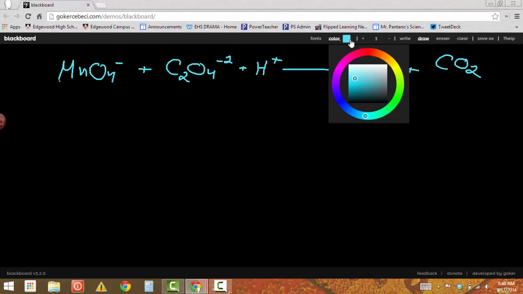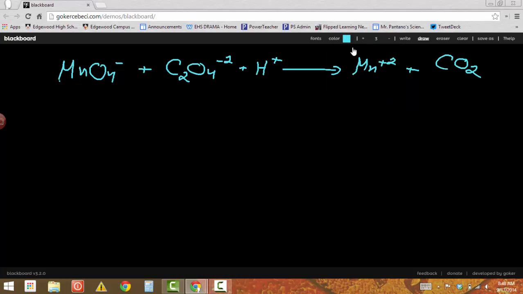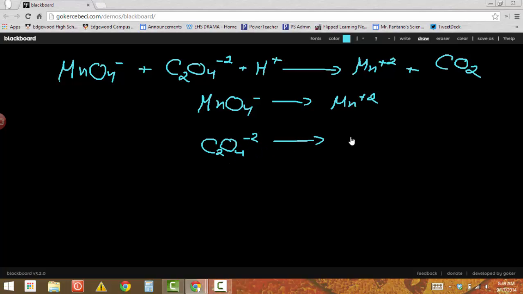Now, for the half reaction method, we need to split this into the two half reactions that are going on. So the first one is the permanganate ion is going to form the manganese plus 2 ion, and the second half reaction is that the C2O4 minus 2, the oxalate ion, is turning into carbon dioxide. So these are my half reactions.